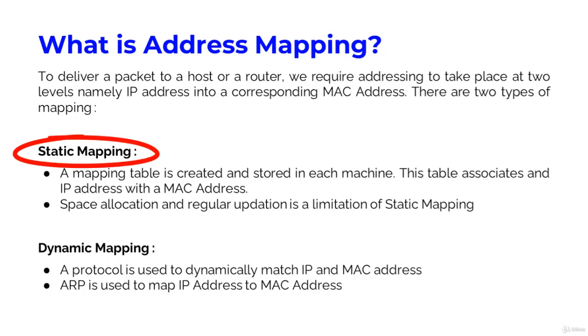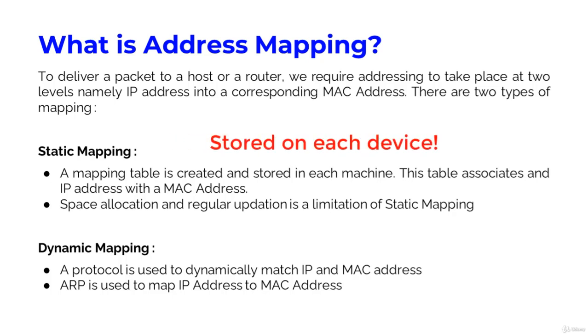Static mapping involves the creation of a table that associates a logical address with a physical address. This address mapping table is stored in each device on the network. Static mapping has some limitations because physical addresses may change in the following ways. A machine could change its NIC card, which results in a new MAC address. Or in some LANs, such as LocalTalk, the MAC address changes every now and then. So to implement these changes, a static mapping table must be updated periodically, and this is a tedious task.